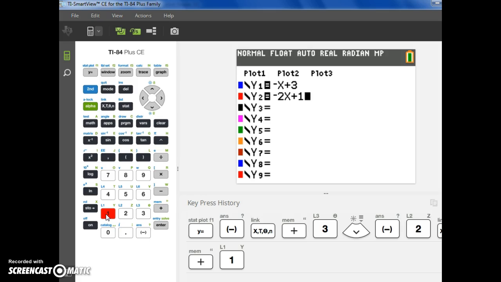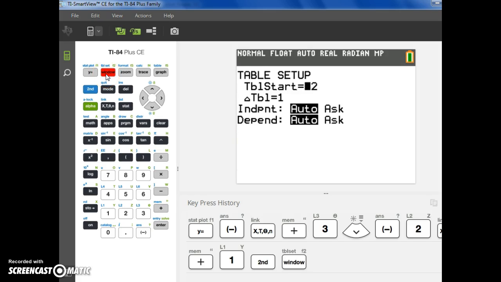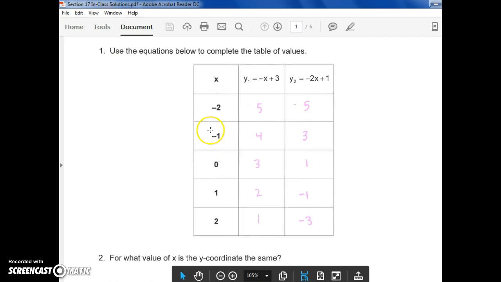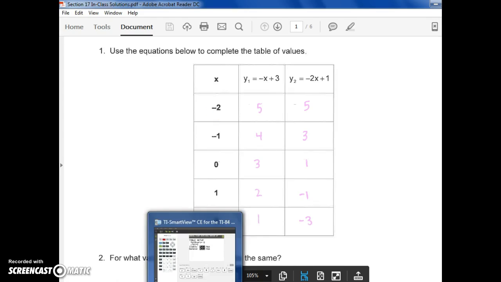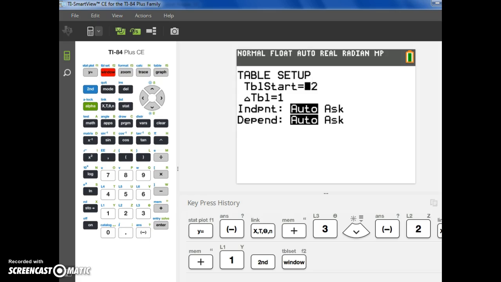Now that we have those entered into the calculator, we can start to create a table of values from that. To set up our table, we have to find the table set menu, which is right here in the window. But notice it's in that blue, so we're going to have to hit the second button before we hit window. And we'll get to this menu that says table start and delta table. Based on the fact that our table, if we flip back to it, starts at negative 2, that's where I want my table to start. I don't want to start it at 0 or 4 or anything else like that, because I want to actually see negative 2 as my first value. So I've already typed that in. Table start is negative 2.